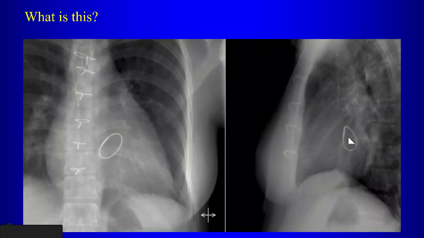This looks a little bit different, right? Any idea what this is?